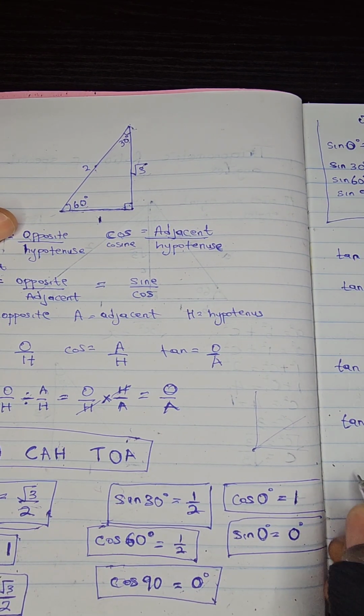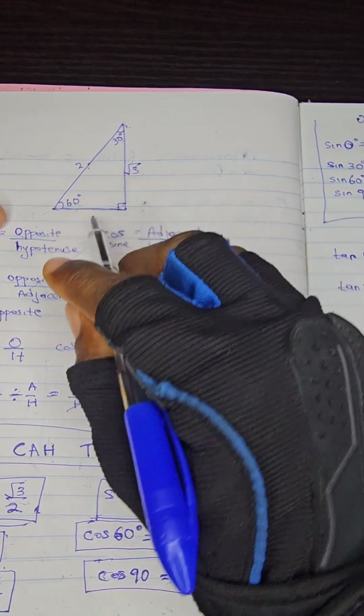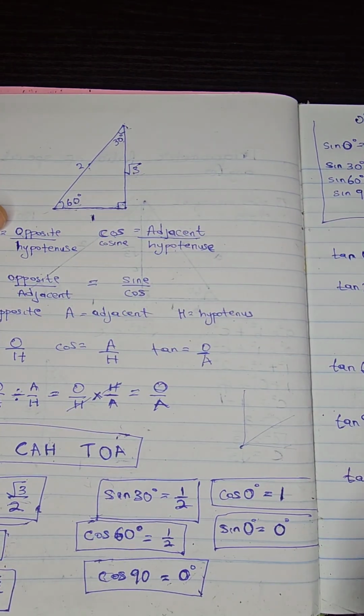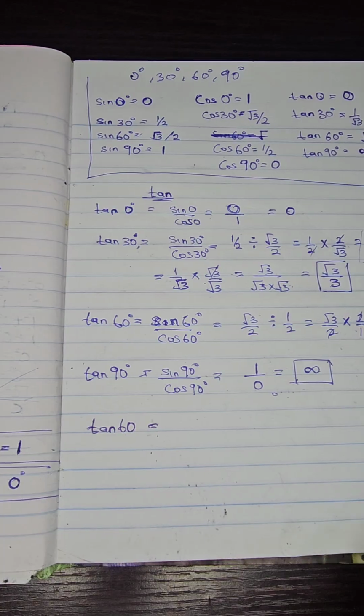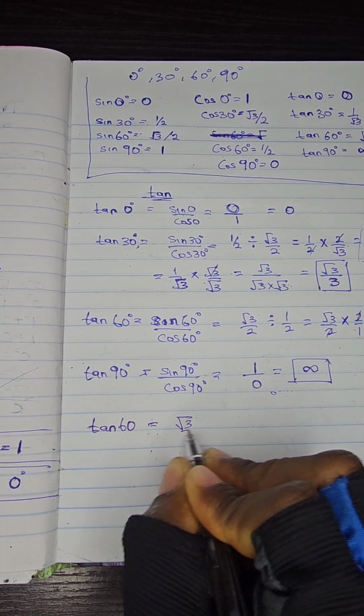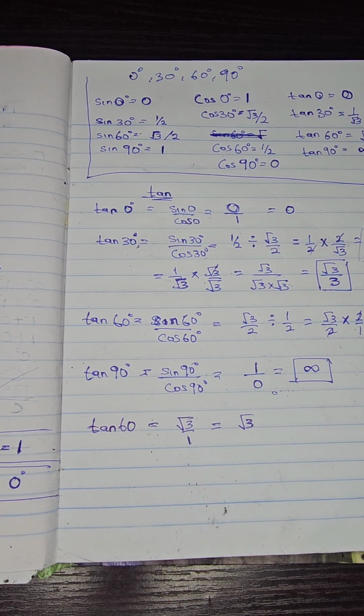Now let's do tan 60, which is opposite over adjacent. So it's just going to be opposite is root 3, as we saw in the triangle, over adjacent, which is 1. So it's still giving us root 3.